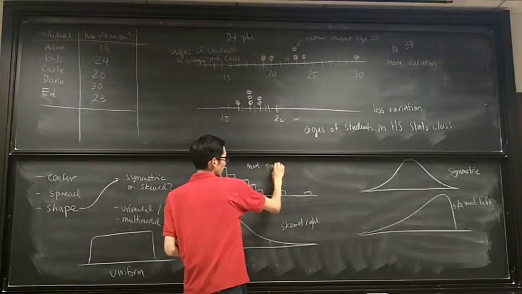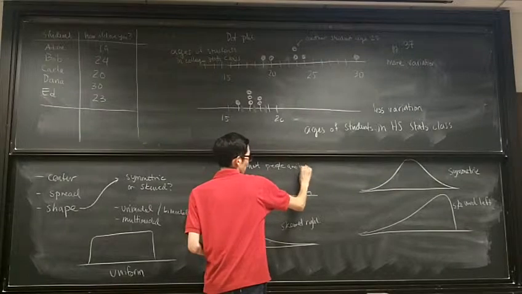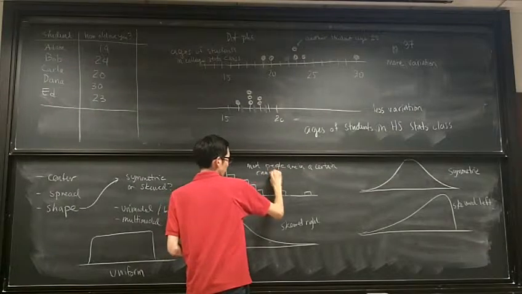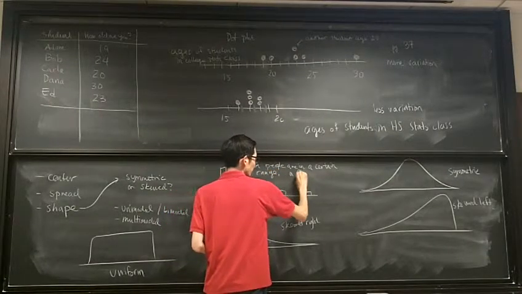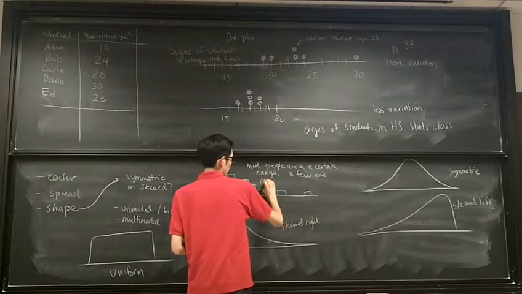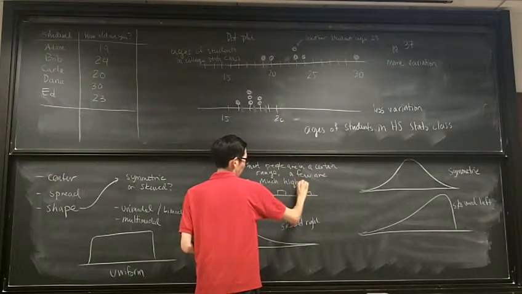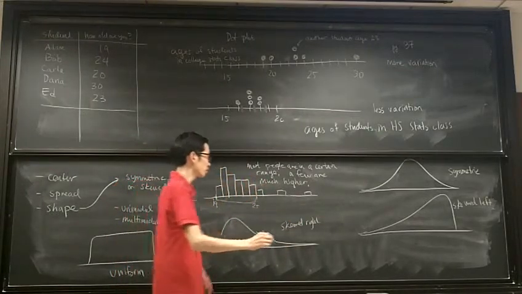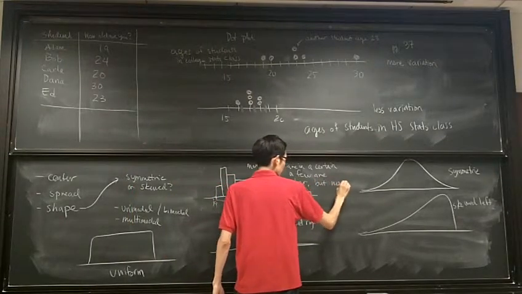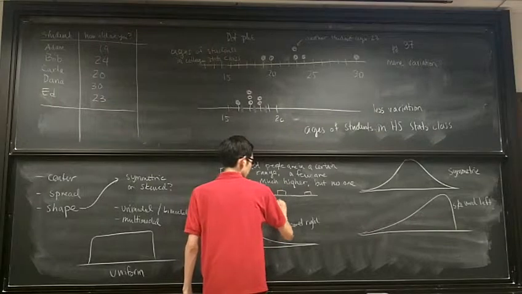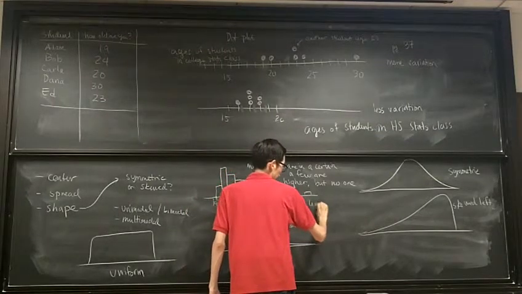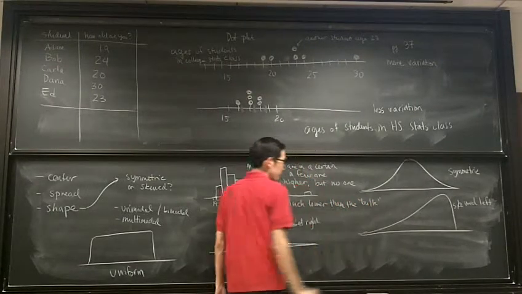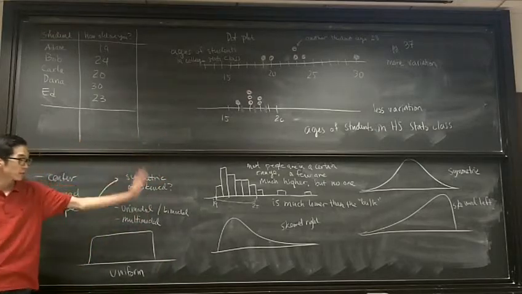So skewed right: most people are in a certain range, a few people are much higher, but no one is much lower than everyone else, or no one is much lower than the bulk of the group. So that'll be skewed right.